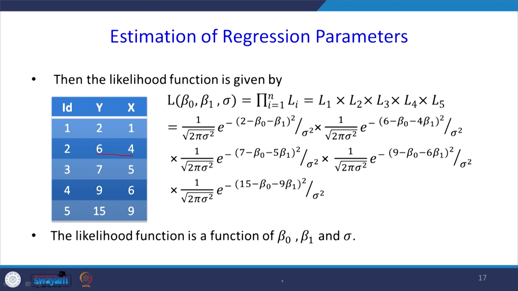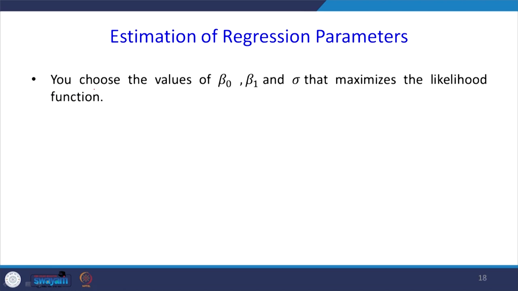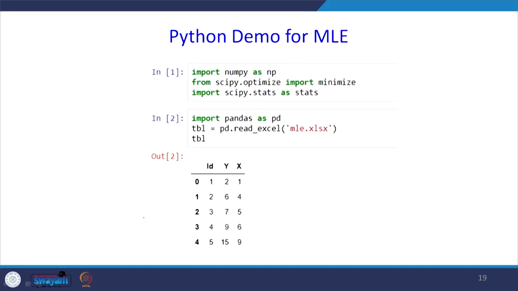Generally, what we have to do is take the log of this, then partially differentiate with respect to beta 0, beta 1 and sigma and equate it to 0, and then you will get the estimates of beta 0, beta 1 and sigma. You choose the values of beta 0, beta 1 and sigma that maximize the likelihood function. So, for the same problem, with the help of Python, we are going to estimate beta 0, beta 1 and sigma using the data set we have considered. We will switch to Python. Now, we will see the application of maximum likelihood estimation for a regression equation.